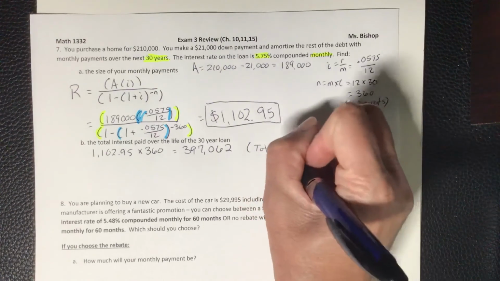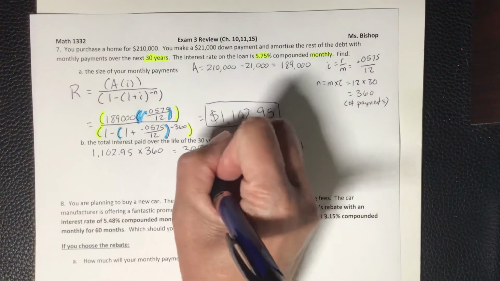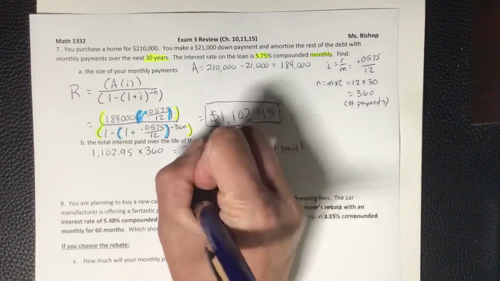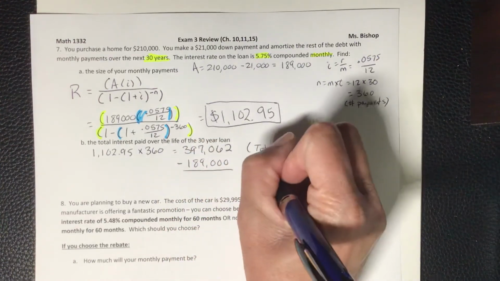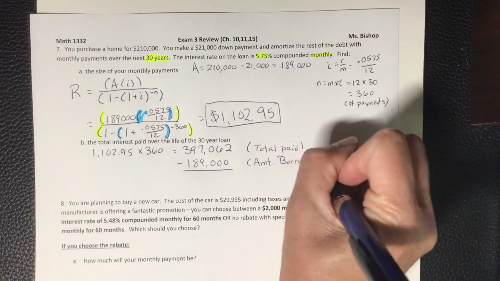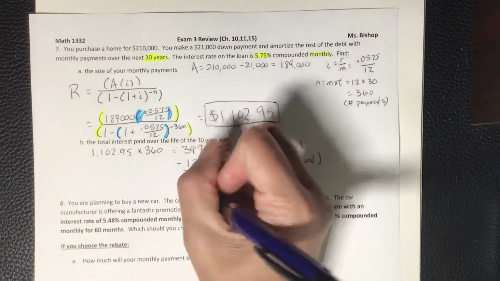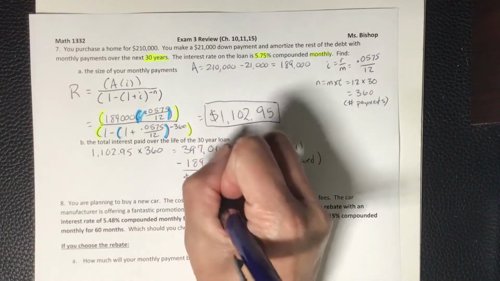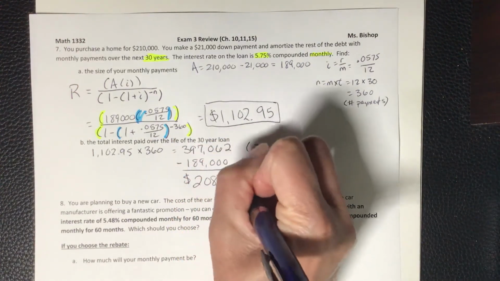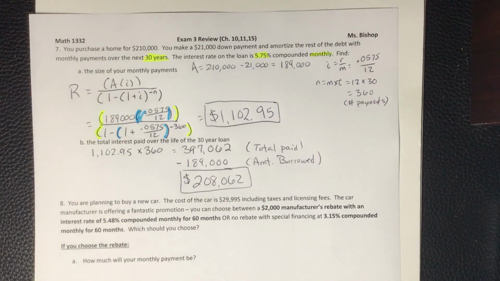And we're going to subtract off the amount borrowed. So remember, we borrowed $189,000. And whatever the difference is going to have to be the interest that you pay for the house. And remember, over a 30-year mortgage, it ends up being a pretty large amount of money. $208,062. So that would be the total amount of interest that you would pay.